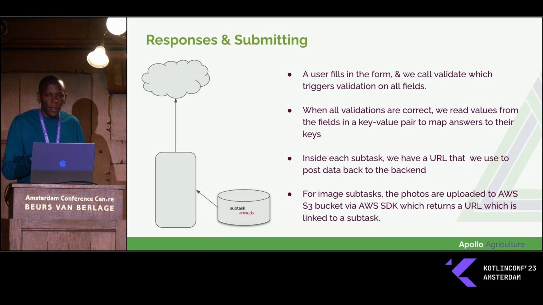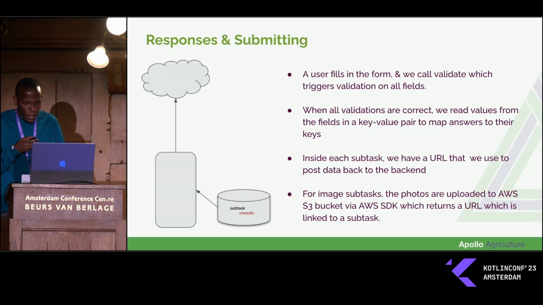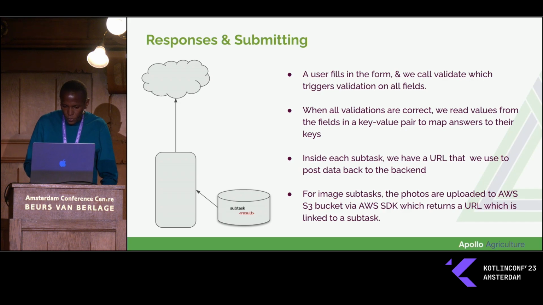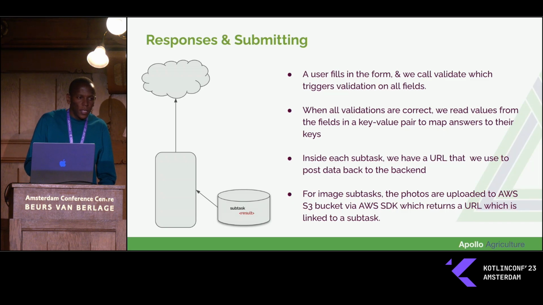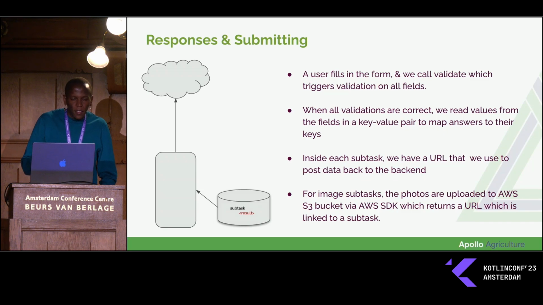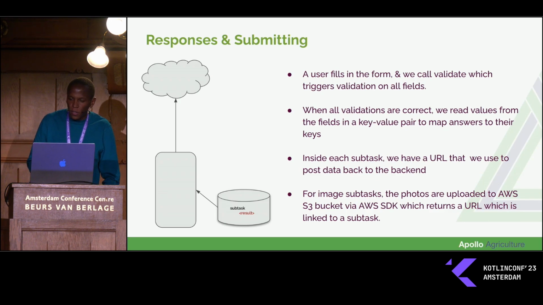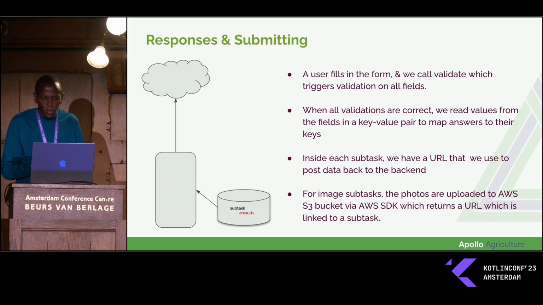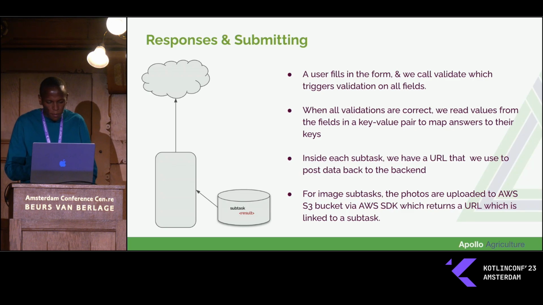So this helps us to be dynamic, and we can change the destination of the responses on the fly without having to update the app. For images, we rely on the AWS SDK. We submit the image to AWS and then get the URL, save the URL to that subtask, and submit the response as the URL instead of uploading the whole image to a server. So this helps us use resources very well, because the phones, as I mentioned, are not high performance devices.